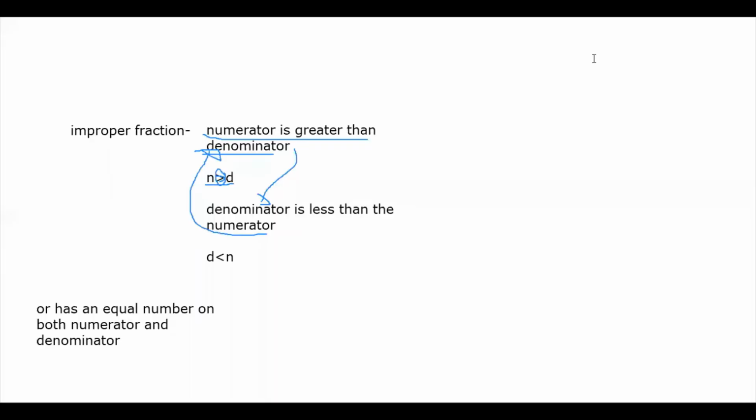But not just that, learners, we also have an equal number on both numerator and denominator. So meaning it can be equal to. So in order for us to understand it well, we need some examples, right? Okay, we need some examples.